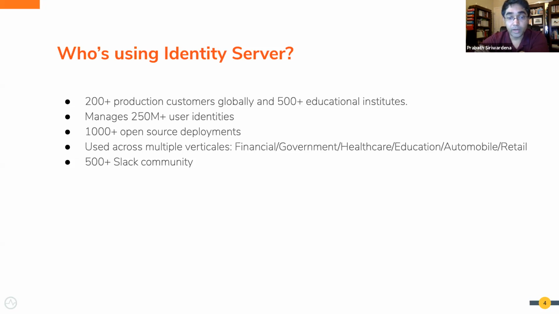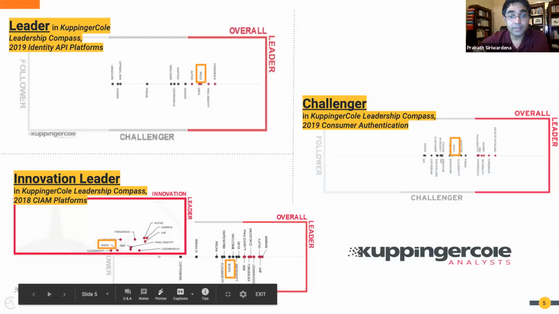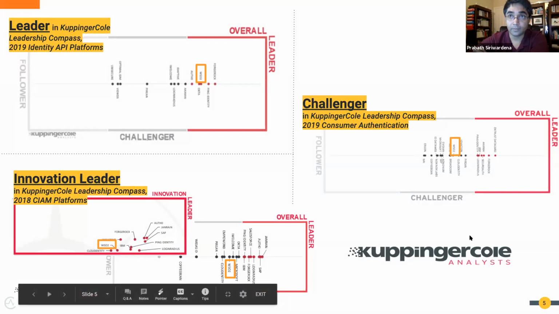We have a very active Slack community. So if you have any questions related to the product, we invite you to join our Slack channel. The entire Identity Server development team is on it to help you. Identity Server was recognized multiple times by different analysts. KuppingerCole named us an overall leader in the Leadership Compass for Identity API platforms in 2019 and an innovation leader in the Leadership Compass for CIAM platforms in 2018.